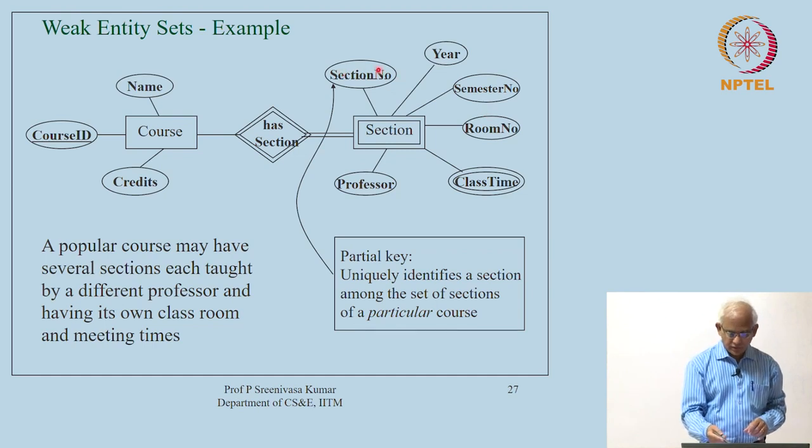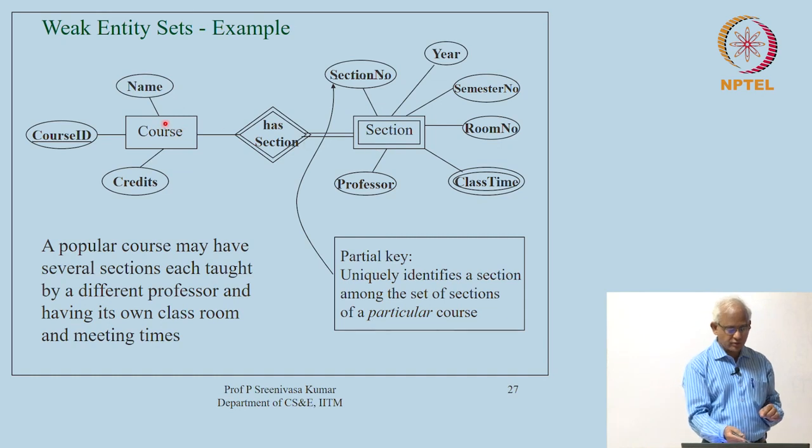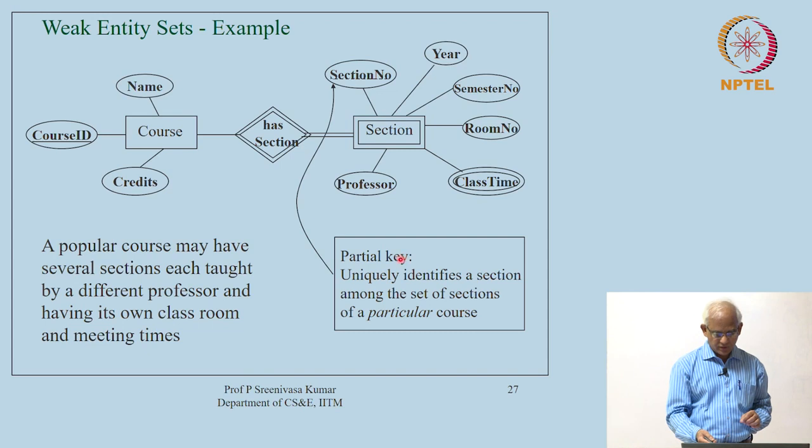So, an attribute like section number or section name, section letter or something like that, which has this property that it will identify the exact section among the sections that are associated with a particular course, is what we are calling a partial key.